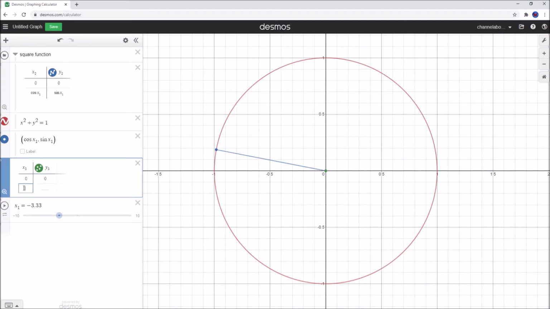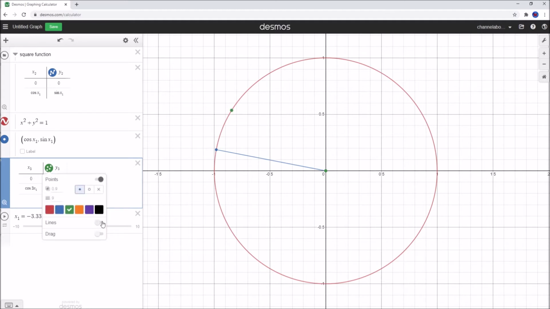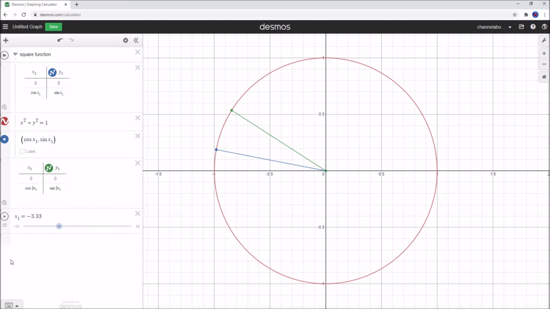But now we're going to go 3 times as fast, so the x coordinate will be cos 3x1 and the y coordinate will be sin 3x1. And we'll join the points, and this is our phasor here. And we'll put in another one which is going at 5 times the speed.